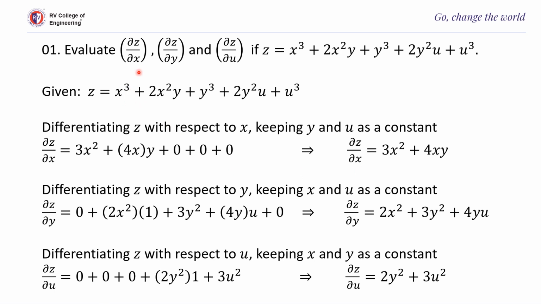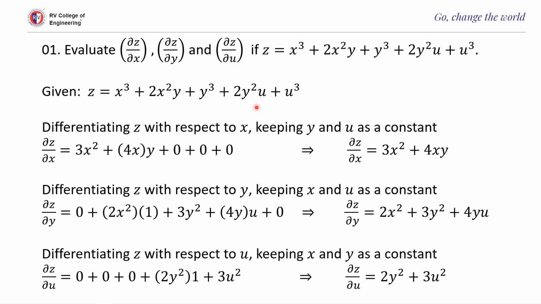Similarly, differentiate z partially with respect to y. Now you have to treat the variables x and u as constants. So when you differentiate, you get differentiation of x³ will be 0. Differentiation of 2x²y: 2x² is a constant, differentiation of y is 1. Differentiation of y³ is 3y².